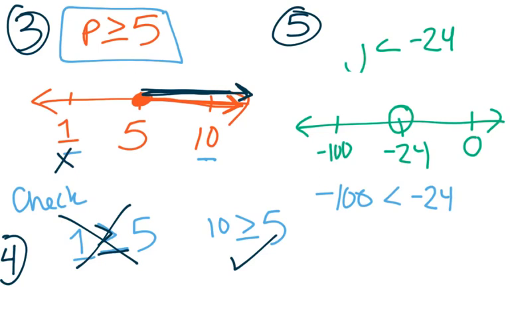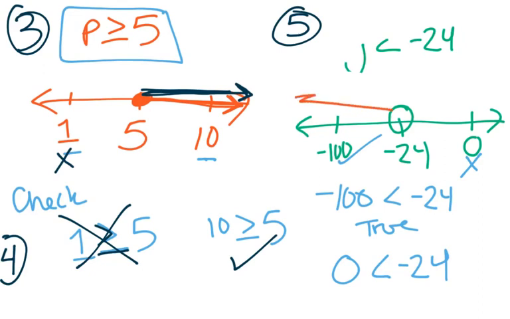Yes or no? Well, if they were positives, the answer would be no. 100 is not less than 24. But since they're negatives, the opposite applies. Yes, that's true. Let me check the other one. Is 0 less than -24? Nope, 0 is actually bigger than -24. That one does not work. So your arrow, step 5, is going in the direction of the number that makes your inequality true.